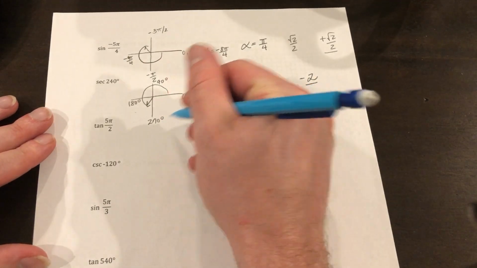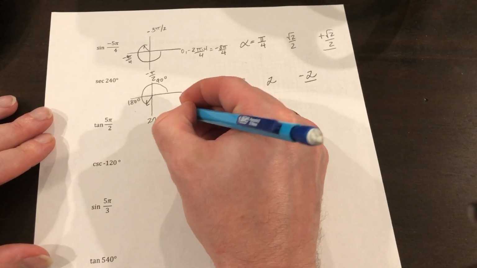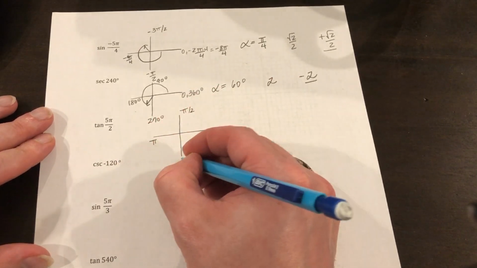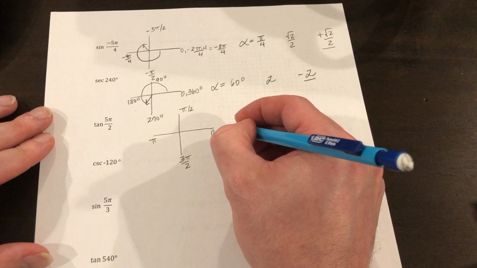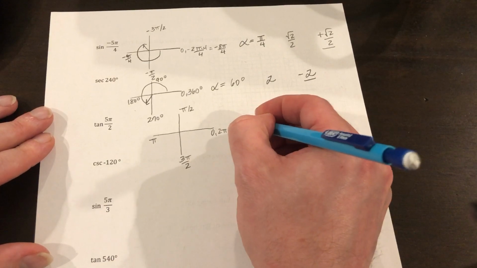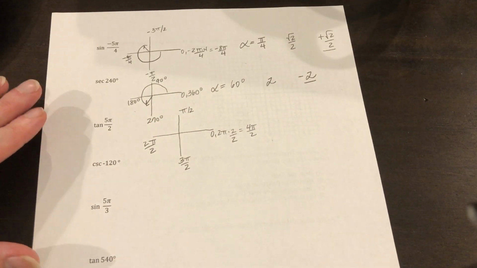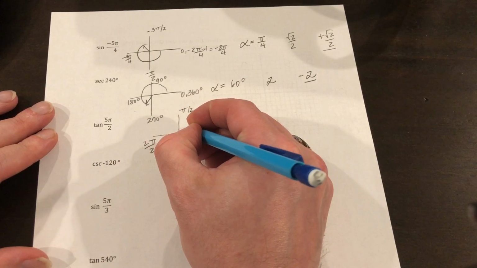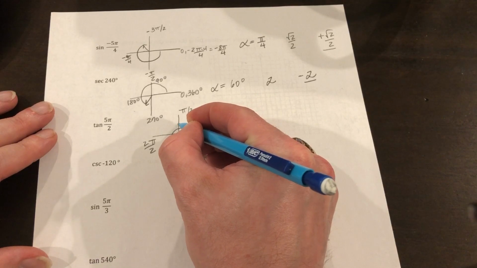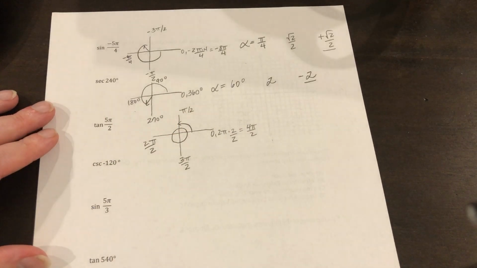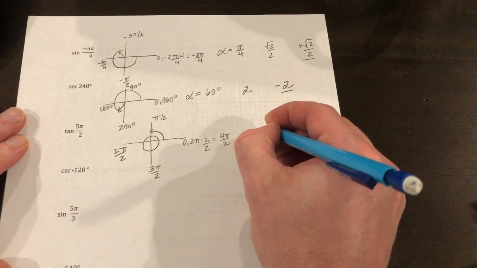Tangent of 5 pi over 2. Okay, so we're in radians, so this is pi over 2, pi, 3 pi over 2, and 0 and 2 pi. So we're going to multiply the fractions on the left and right points. So one full circle will get us 4 pi over 2. And then I have an extra pi over 2 to go, so I'm going to land on the positive y-axis. So when we land on the y-axis, your reference angle is pi over 2.